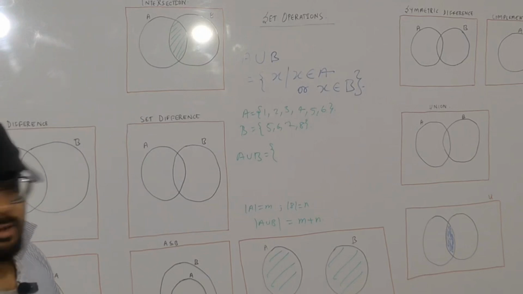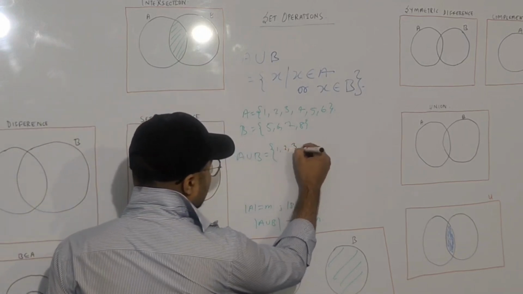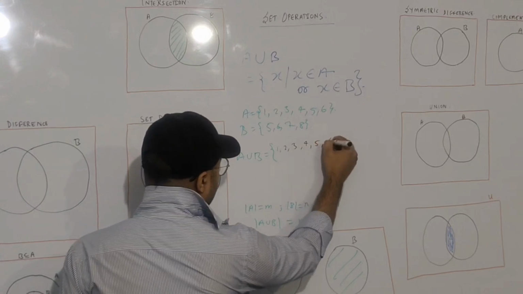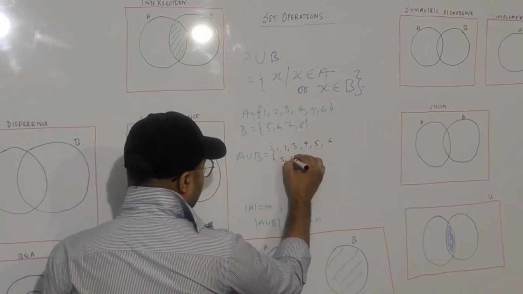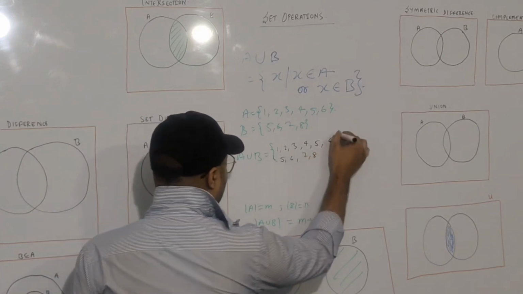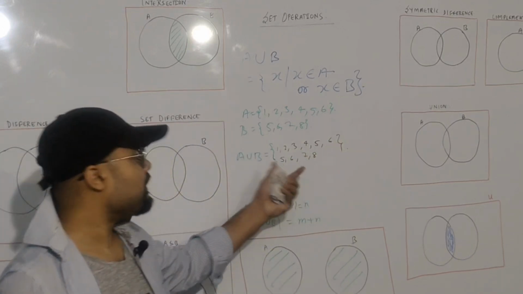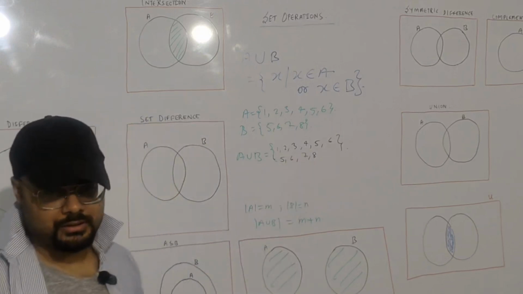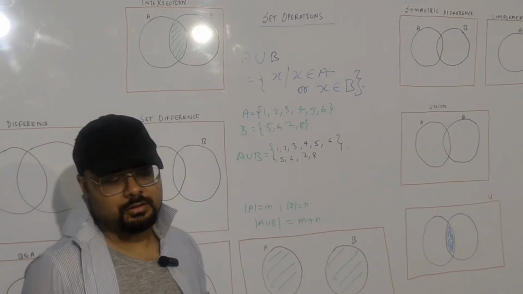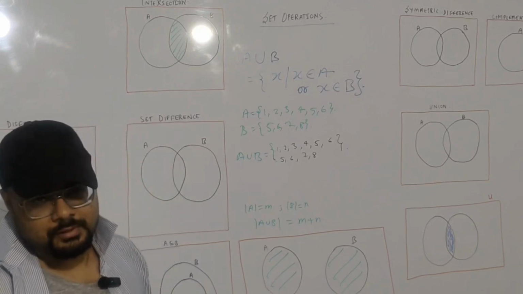And duplicates are not allowed. So let's say you write all the elements of A, 1, 2, 3, 4, 5, 6, and then all the elements of B, 5, 6, 7, 8. Of course, when you are writing your set in this manner, you will correct yourself. You are not going to write 5, 6 twice because duplicates are not allowed in sets, meaning duplicates are ignored in sets.